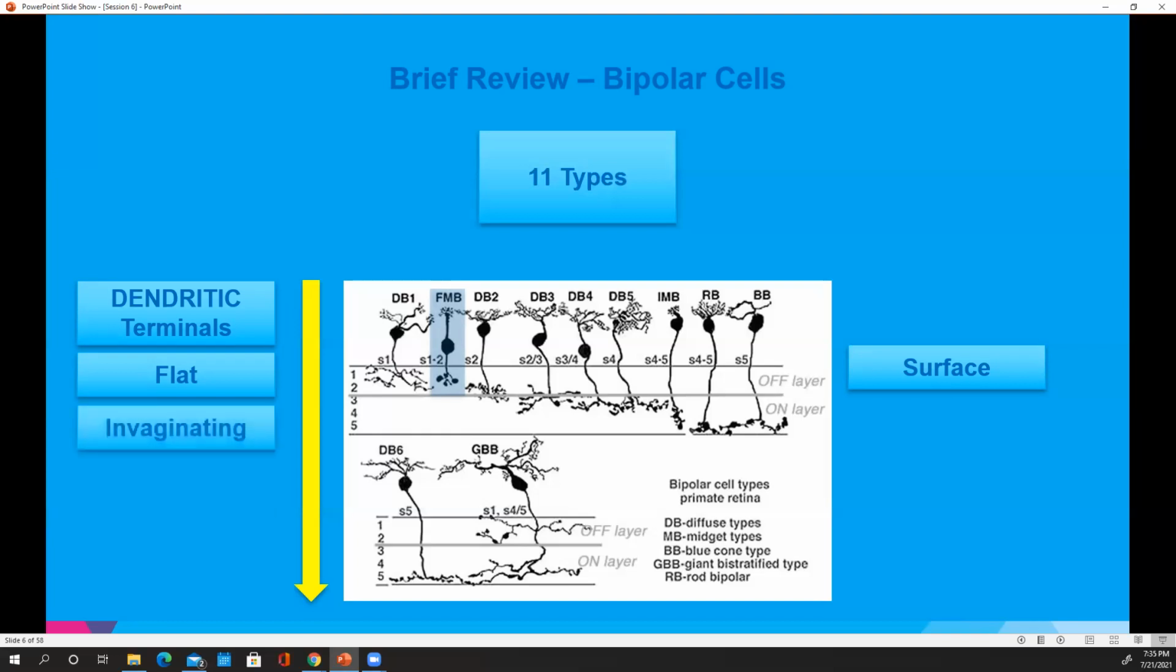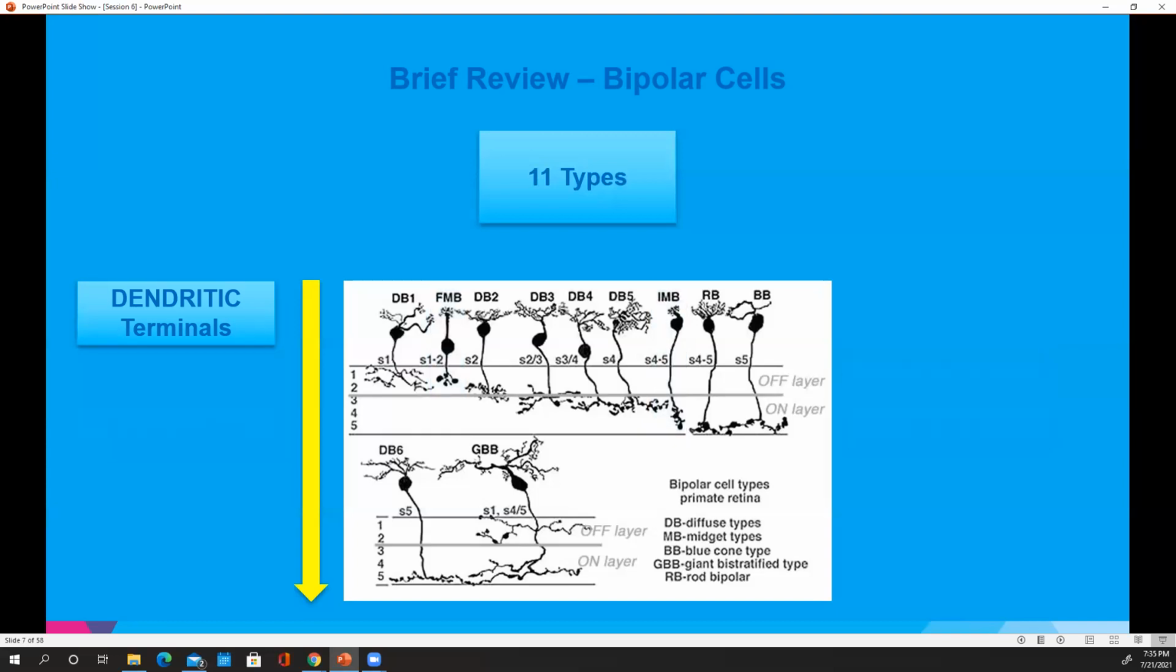But then we know that there's another type of cell when you look at the dendritic terminal in which they're invaginating. So we say, well, that goes within, that actually strikes within to that synaptic ribbon, if you remember in your book that diagram. And so this is the invaginating bipolar cell, of course.